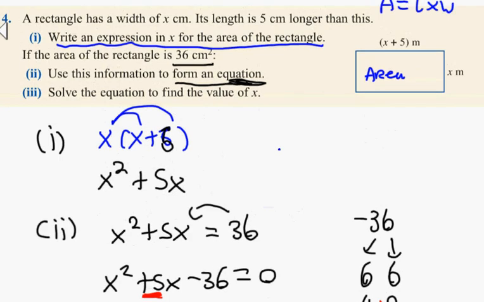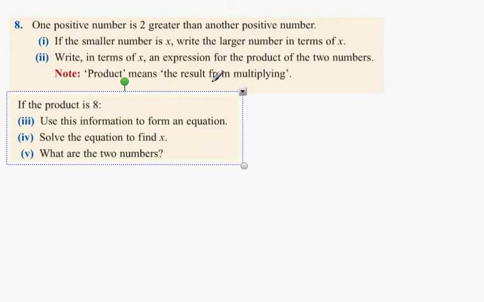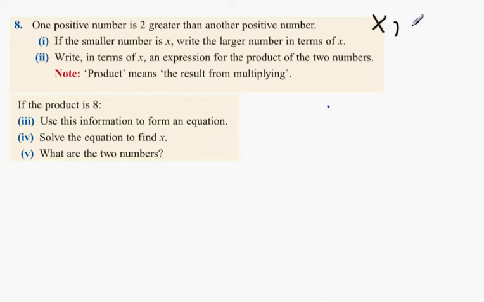Okay, we're going to go for next is Jake. Jake, one number is 2 greater than another positive number. So what happens there? One number is 2 greater than the other number. If the smaller number is x, write down the larger number. It's x plus 2, because a number that is 2 greater than another number has to be plus 2 bigger.